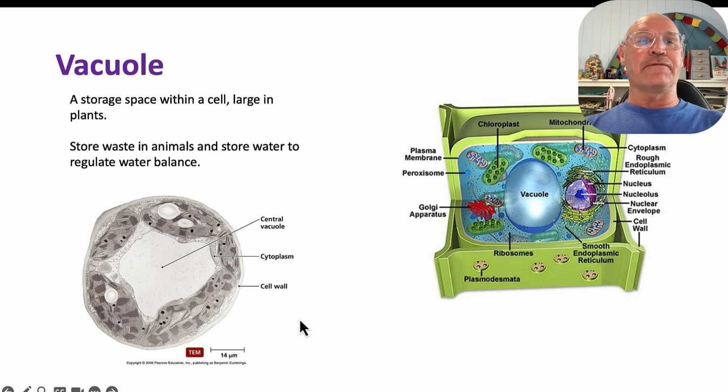And the vacuole. In plant cells, we have a really large vacuole, and that is involved in storage of water. Animals do have vacuoles, but you'll find that they're smaller, and they tend to be for the storage of waste in animals. So it's often quite easy to spot a vacuole on an image.